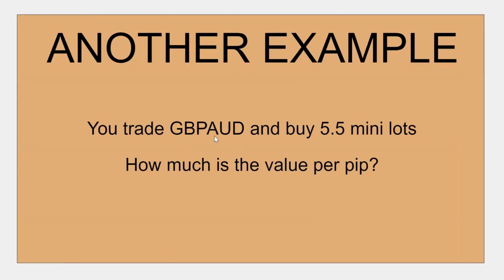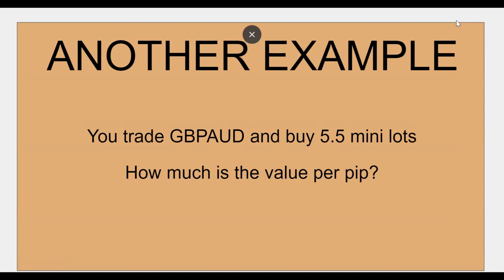Another example. Let's say you trade GBP odd and you buy 5.5 mini lots. Get that clear? How much is the value per pip? I'll give you 5 seconds to figure that out. 1, 2, 3, 4, 5. The answer is 5.5 odd per pip, and it's very simple.